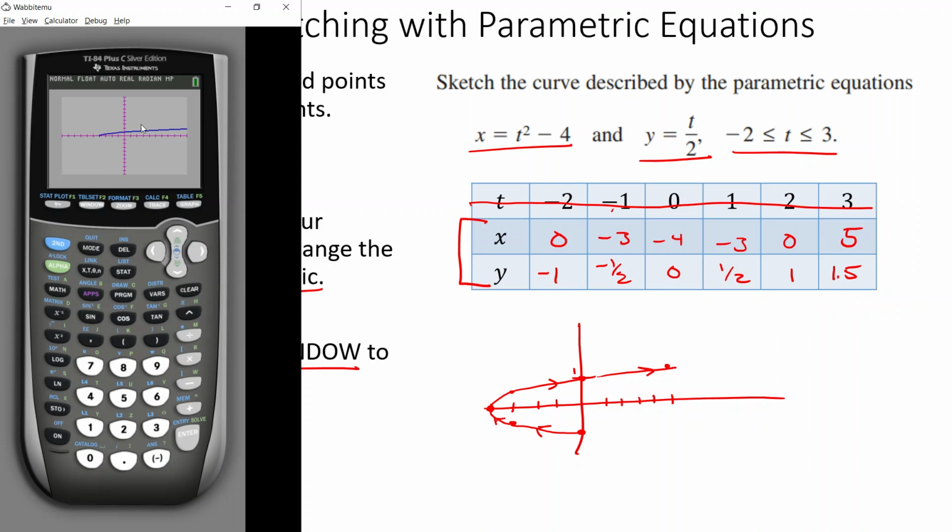All right, so it's only giving us the top half because it's starting at 0 and going forward. So if we go to window, all right, we can set our t values, t min, t max. So our t min was -2, and our t max was 3. And you can set how often you step or things like that. And you can set the regular window, the X and Y, just like before. And there's our picture, which looks pretty similar to that right there. All right, so that's how we can graph in parametrics.